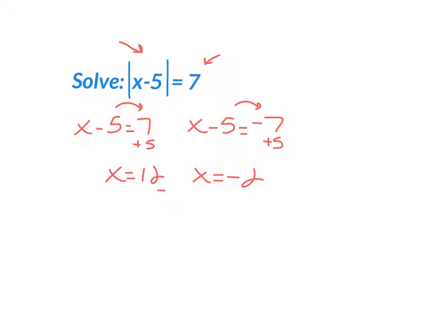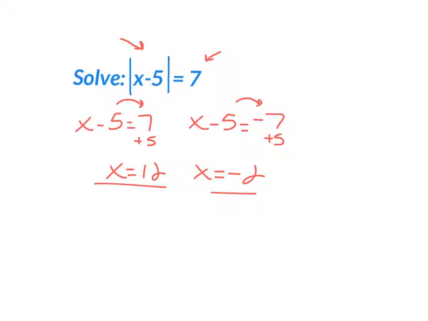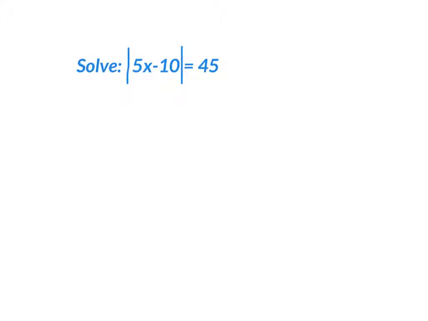And here's the deal. If I were to plug 12 in here, think about this. 12 minus 5 is 7. The absolute value of 7 is 7. If I put negative 2 in here, negative 2 minus 5 is negative 7, and the absolute value of negative 7 is 7. So, two solutions, 12 and also negative 2. That's simple. Let's try another one.